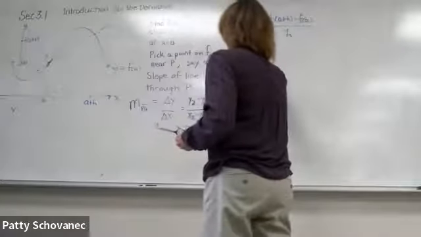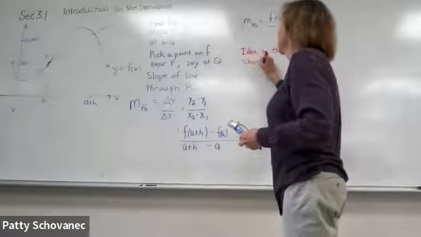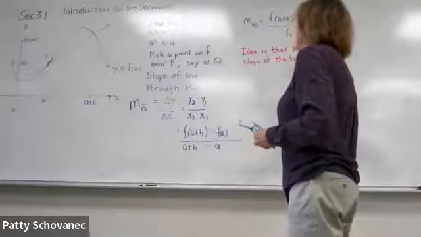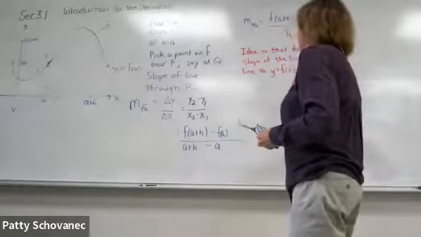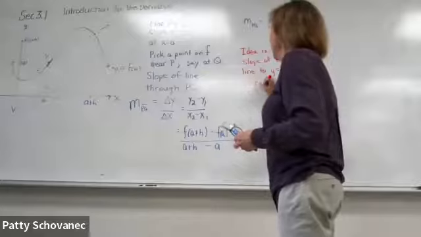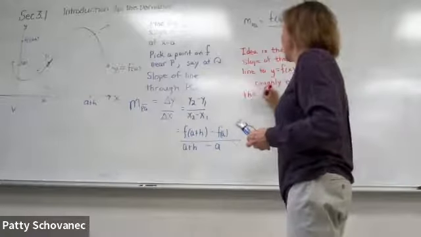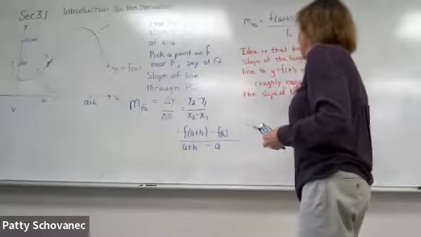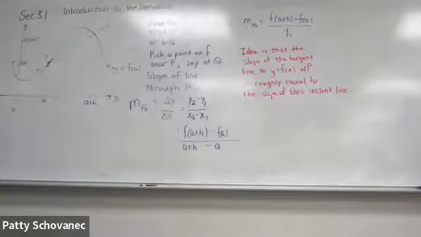The idea is that the slope of the tangent line to the graph of y equals f of x at point P is roughly equal to the slope of the secant line that we just found. Kinda. My problem is that I probably should have used a point a little bit closer. I drew that one so far away.